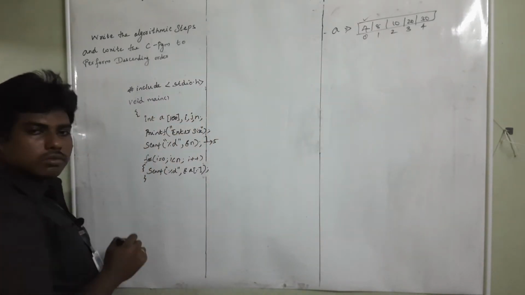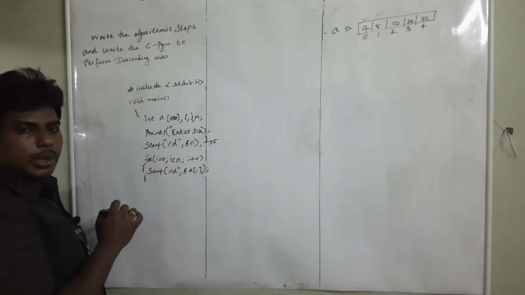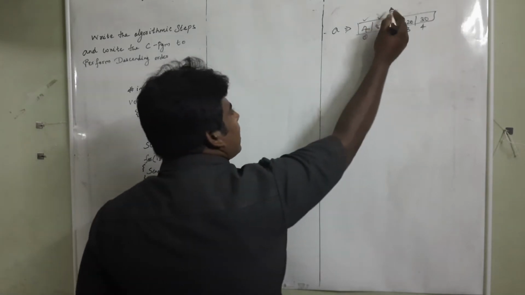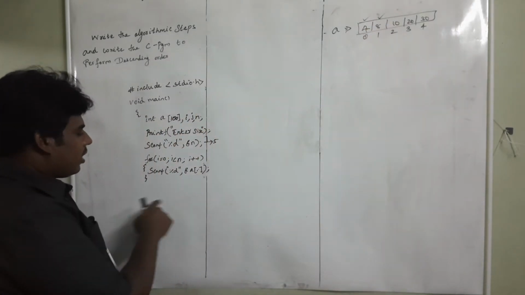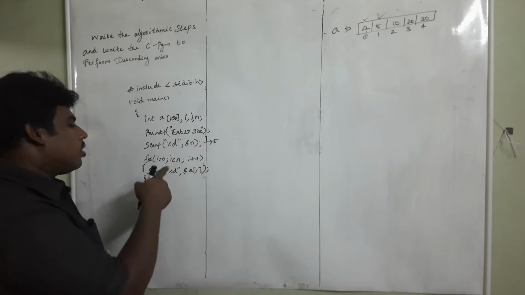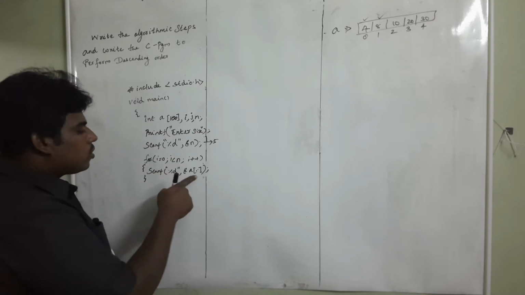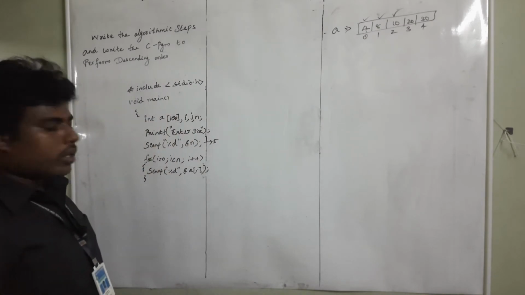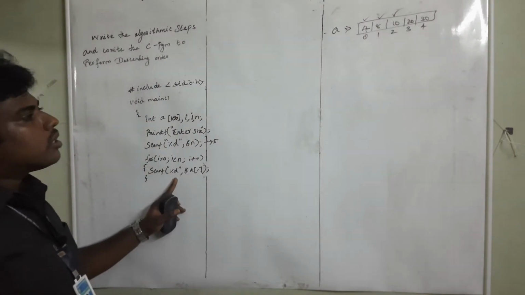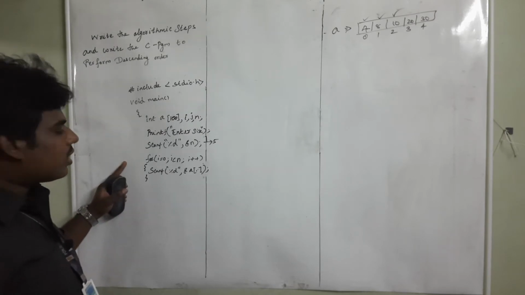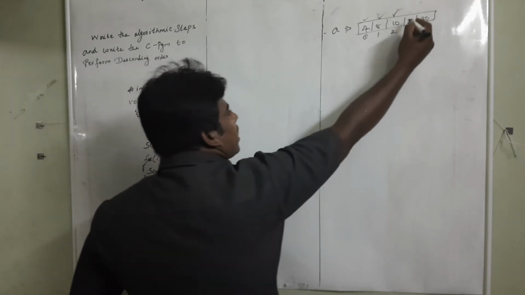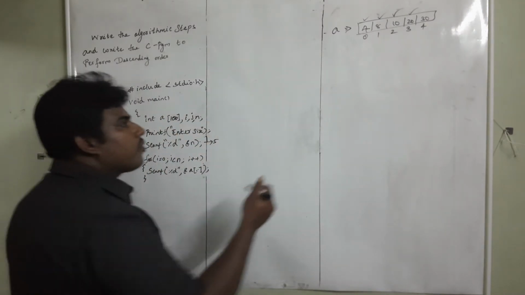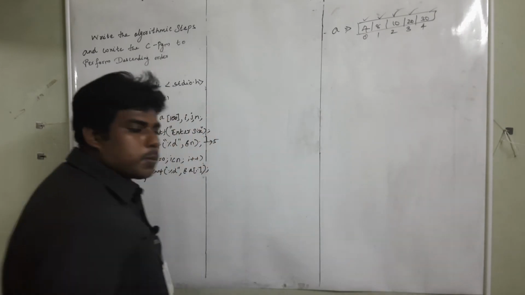Now again, I will be incremented. So what's the I value? 1. So here A of 1, my input is 8. Again increment. I will be incremented. So now the I value is 2. For 2, my value is 10. Okay. Then what's the I value? After increment the I value is 3. For 3 my input is 20. Then what's the I value? 4. For 4 my input is 30.